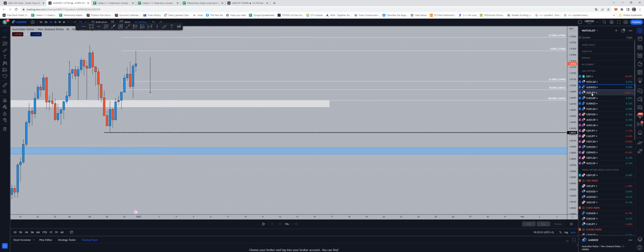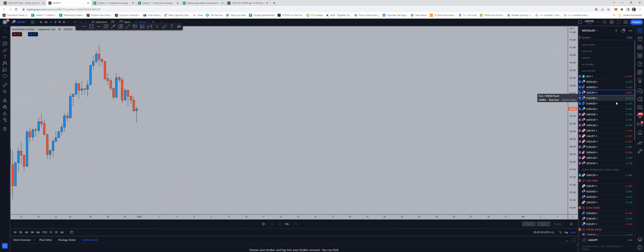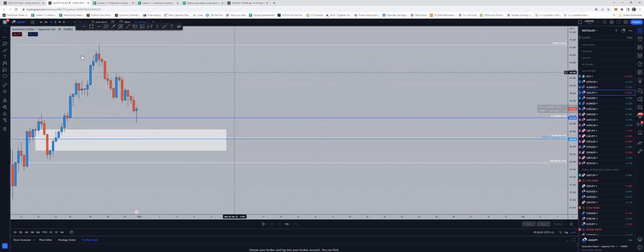Then AUDJPY. So keep in mind that I have two NZD pairs and AUD pairs, and also 3 euro pairs.